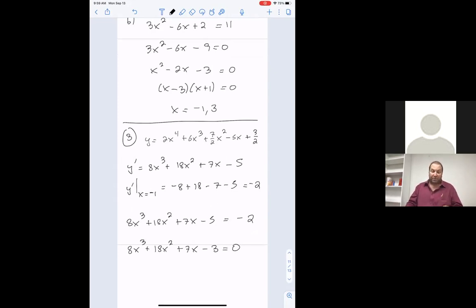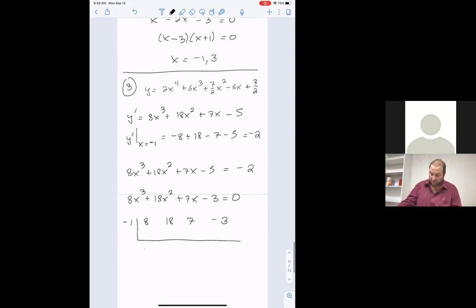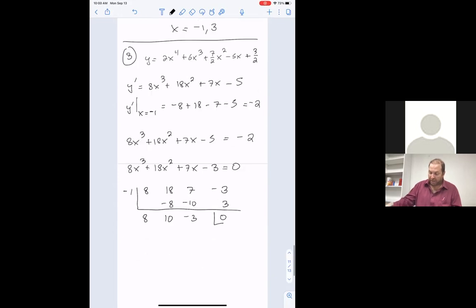Now, since I already have a solution of this, i.e. the point -1, I know that x plus 1 is a factor of this. So I can do it algebraically. I can actually use synthetic division, if you're familiar with that, or long division. 8 comes down, multiply, add, multiply, add, multiply, add. And what I get remaining is 8x squared plus 10x minus 3 is equal to 0.